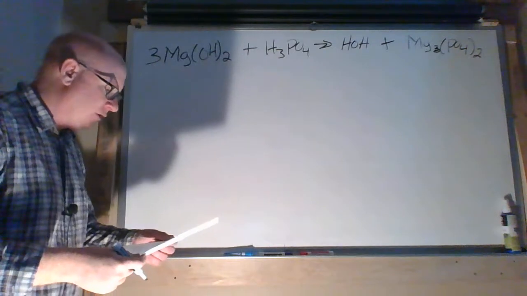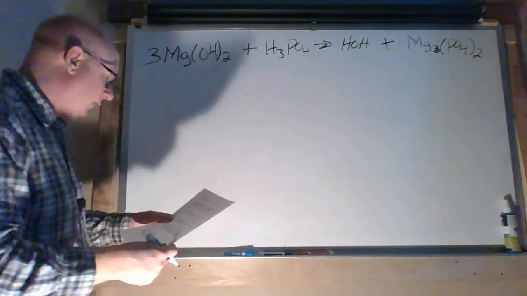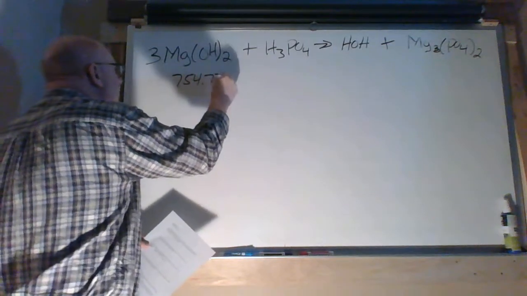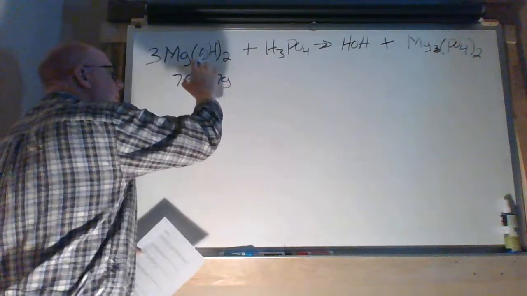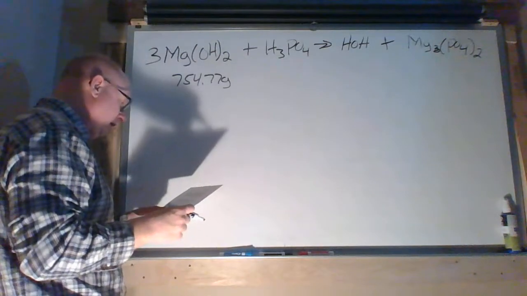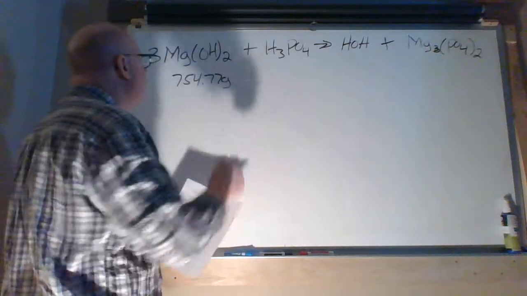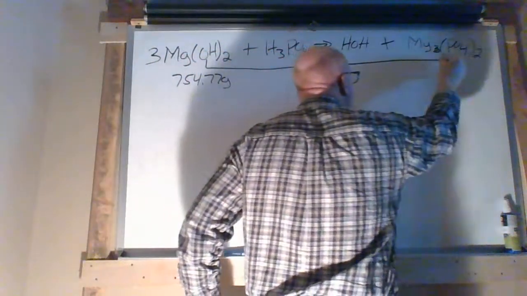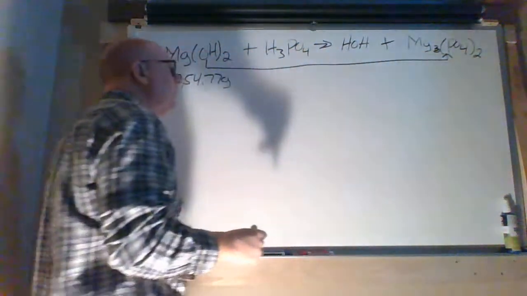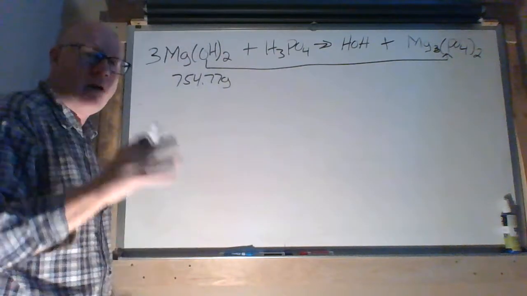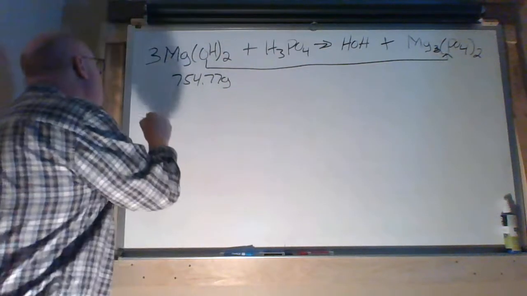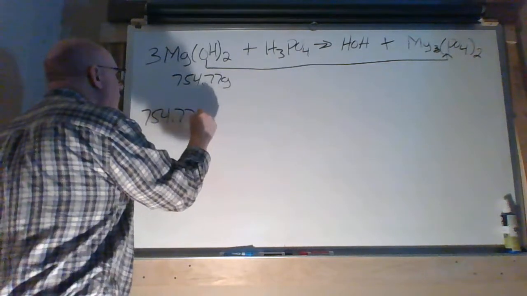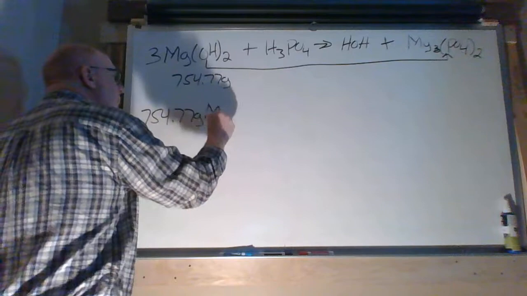So if we have 754.77 grams of this substance, we want to know how many grams of magnesium phosphate. So we're going from this side all the way over to there. Again, it's a 4-step problem. We've got 754.77 grams of magnesium hydroxide.